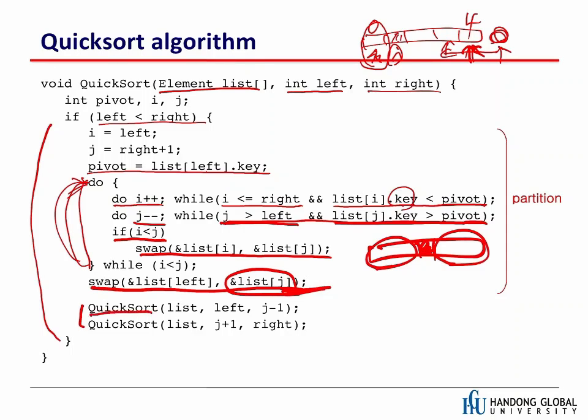And then we call this quick sort function with these boundaries. When we call quick sort first, we pass left and j minus 1. So basically, when we call this function, we will focus on this sublist. And when we call it again, the boundaries are j plus 1 and right. So basically, we are going to focus on this list. Okay, this is the implementation of the quicksort algorithm.